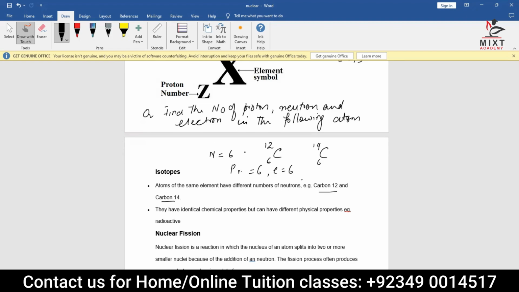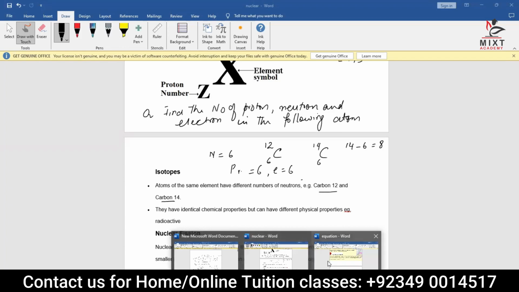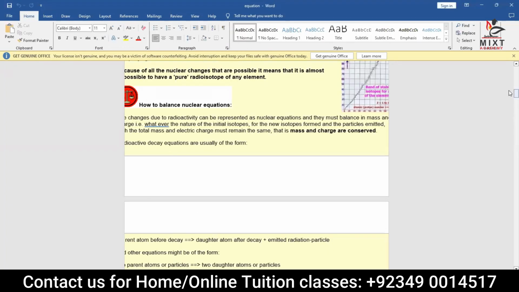Why? 12 minus 6 is 6. But in that case, your neutron will be 14 minus 6, which is actually equal to 8. So here you got 2 extra neutrons in it. Yes, students. Any issues? No. This is just the basic, okay? Now, important things. At this point of time, let's start, as the name suggests, radioactivity or whatever.